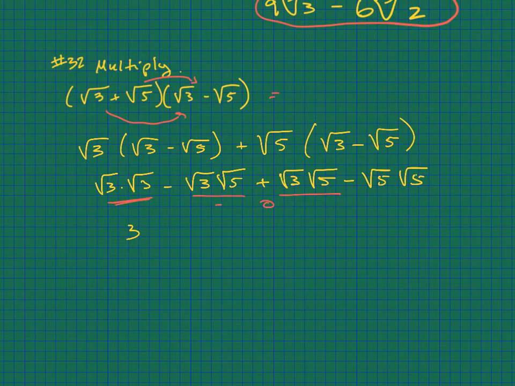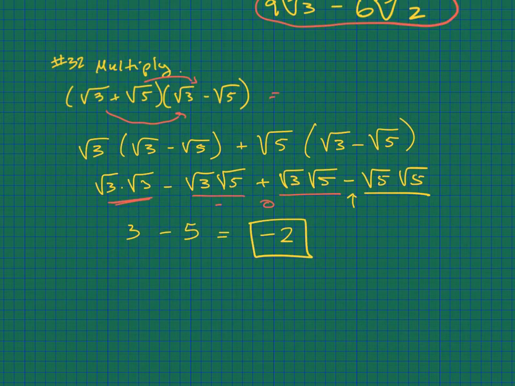We have the square root of 15 minus the square root of 15, which gives me 0. And then the next expression is going to be minus, because we have this minus sign, the square root of 5 times the square root of 5, which is the square root of 25, which we know as 5. So therefore, my answer is going to be negative 2. 3 minus 5 is going to give me negative 2. And that's just a few examples when working with these binomials as we are working through these today.